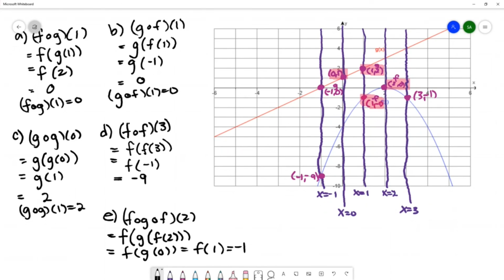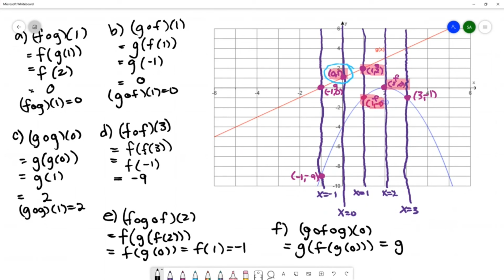And our final question is going to be g composed with f composed with g of 0. So this is g of f of g of 0. We'll start with g of 0. See, g of 0 right here. G of 0 is 1.